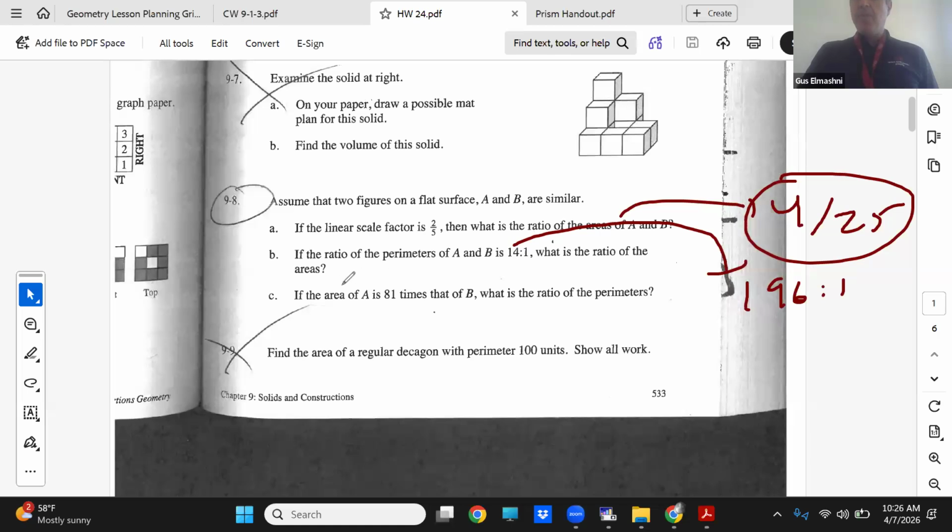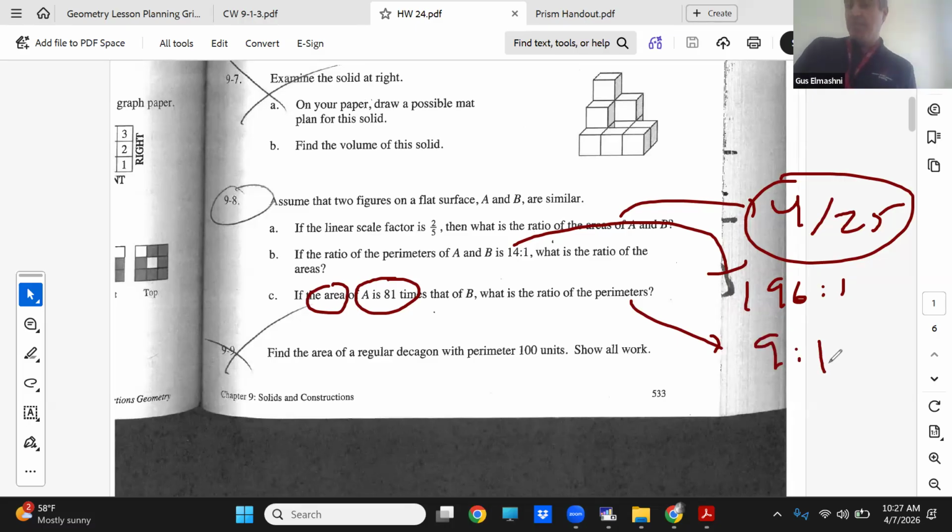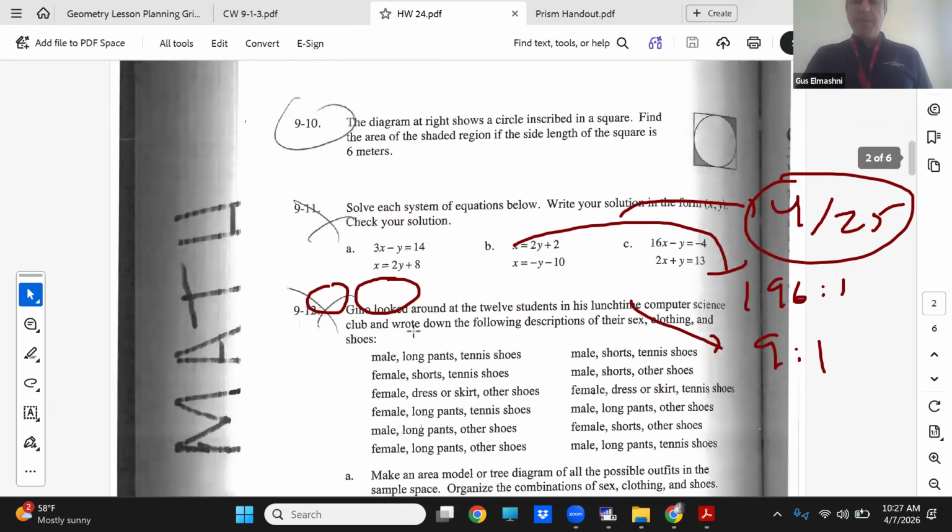Now, if you go the other direction, where the area has that ratio, what would be the ratio of the perimeters? What would you do with that number? What's the opposite of squaring? You root it. So it's 9/1. Make sure you're comfortable going back and forth, and this is the other direction. That was just some review to jog your memory. You guys are great there.